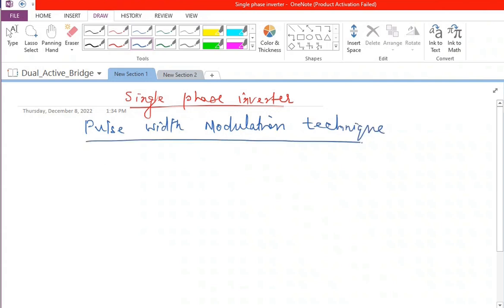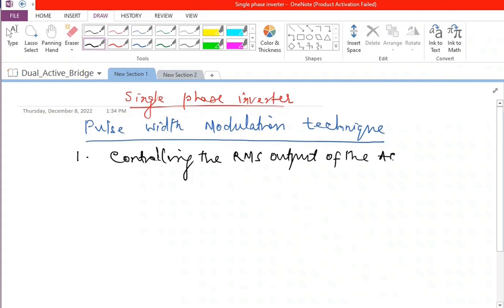So pulse width modulation technique is used mainly for two purposes. One is for controlling the RMS output of the AC voltage from the inverter. If we are having a fixed voltage source, a square wave inverter, and the voltage source magnitude is VDC, then the RMS output is going to be VDC as well. Whereas if we adjust the width of the pulse, the RMS value can change.